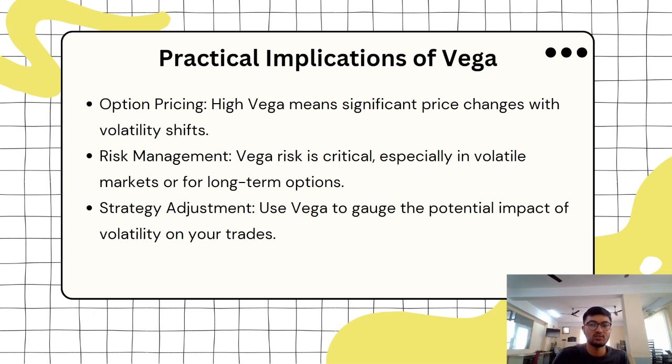Use Vega to gauge the potential impact of volatility on your trades. So you can make a specific strategy based on these things. You can study the Vega at the money, out of the money, and you can make a strategy in order to trade in volatile markets. So when to do option selling, when to do option buying, when Vega is low, when Vega is high, like that.